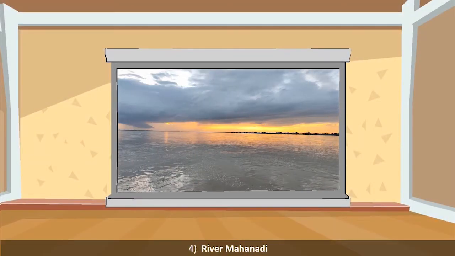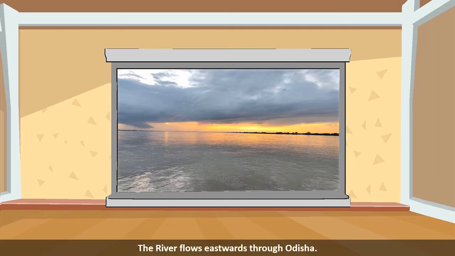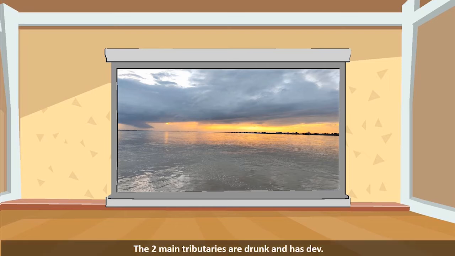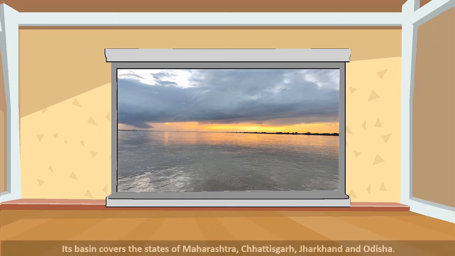The river Mahanadi in Chhattisgarh is a seasonal river. It is an eastward flowing river and passes through Odisha. The Hirakud Dam, that is the longest dam built in India, runs across the river. This river covers states of Maharashtra, Chhattisgarh, Jharkhand and Odisha.